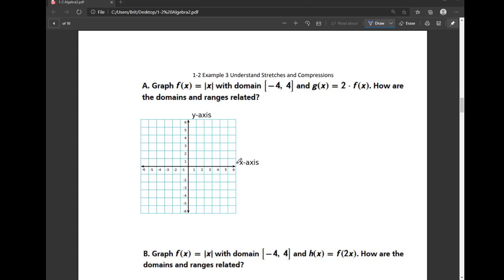This is example 3 from lesson 1-2, Understanding Stretches and Compressions. This is coming from the SavvasRealize Algebra 2 textbook.